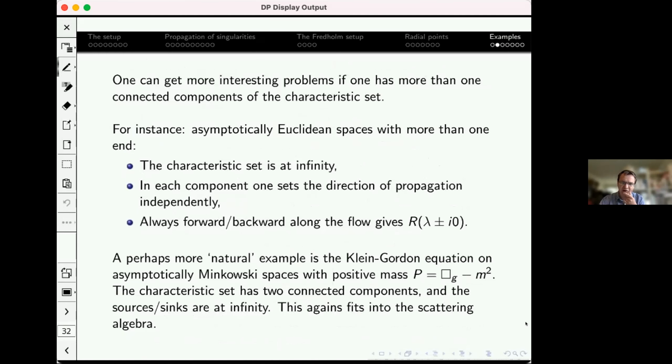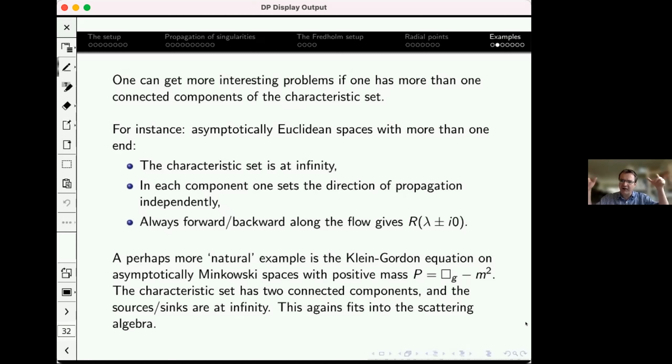You can make this more interesting. In this case you had only one choice, corresponding to two inverses, forward or backward, on the characteristic set, because it's one connected component. Now, if you have an asymptotically Euclidean space with two ends, say an Rn, another Rn, and glue them along some compact set, the operator is perfectly nice and elliptic, the Laplacian minus lambda.